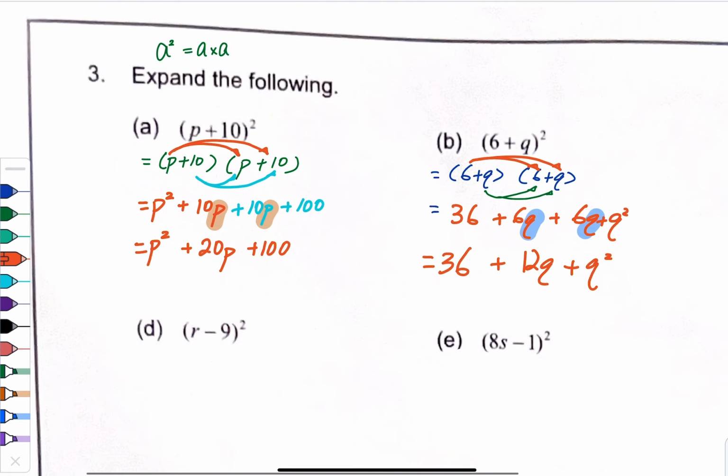So do you see any pattern? The middle one is always 2 times all the numbers, 2 times everything. 2 times 10 times p. 2 times 10, 20, and then there's a p. Same here, 2 times 6 is 12, and then there's a q. Then the first part is p square. The second part is 10 square. 10 square means 10 times 10. Same goes here. The first part is 6 square. The second part is q square. But in the middle, that is the most important, and that's the point where students get confused as well. That's why I always suggest to do the whole opening first.